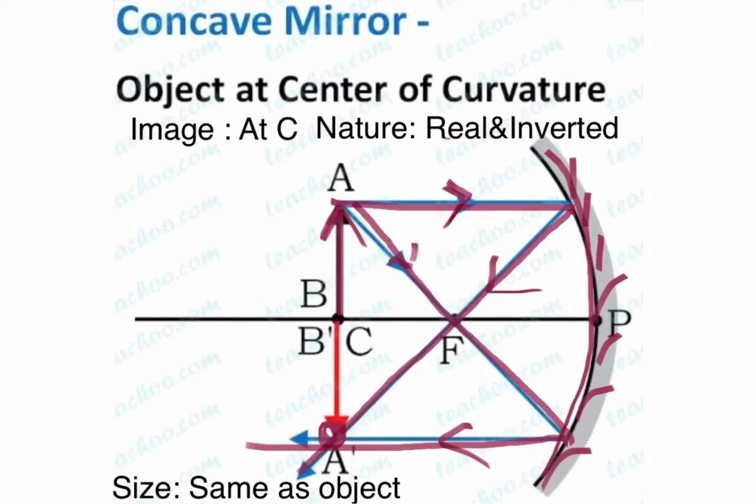Similarly, we can obtain A dash B dash, which is the image of object AB, and you can see that here the size of the image is the same as the size of the object. Now students, keep in mind that in this diagram it is very important that the size of the image and the size of the object should be the same when you are drawing it, and the image should be obtained exactly at point C.